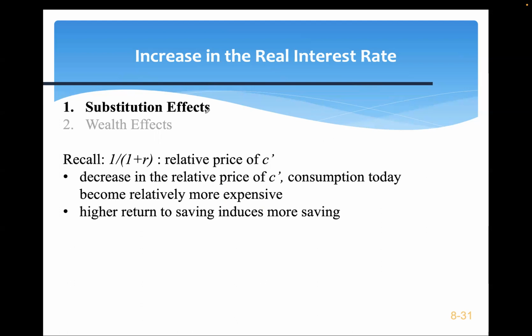The first impact is going to be a substitution effect. How do you understand that? Remember, this is a relative price, the relative price of C prime. If R increases, this leads to 1 over 1 plus R decreasing, meaning C prime is getting cheaper. If C prime is getting cheaper, what are you going to do? You're going to substitute C prime for C, meaning you're going to increase C prime and decrease C. So this is called the substitution effect.